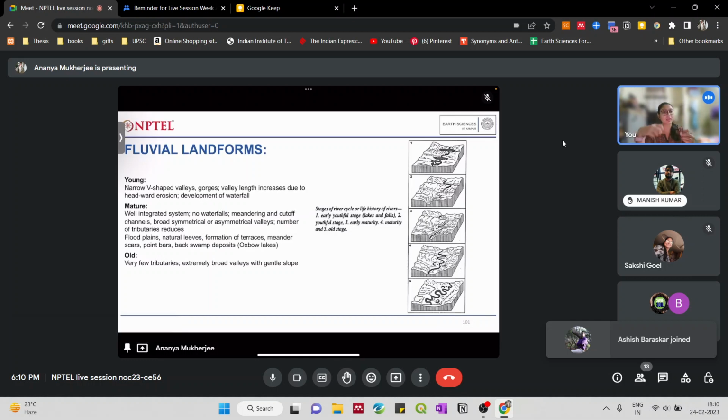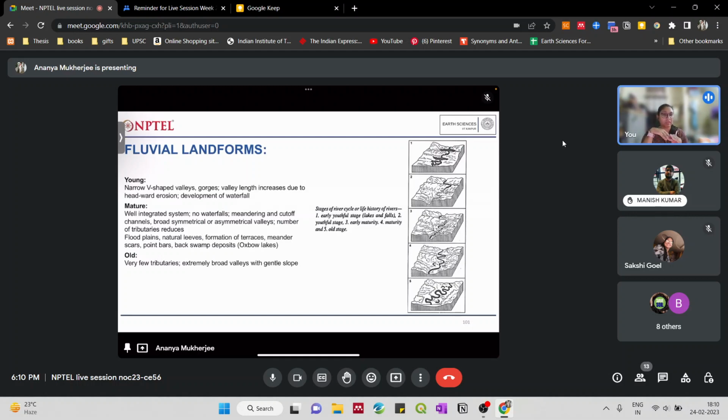Depositional landforms mean any material that is transported by the river and deposited. It does not deposit at the young stage. Everything is eroded and then carried forward with the river. So you find waterfalls. I taught about the creation of waterfalls and rapids in the last live session. These are all associated with the young stage of the river.